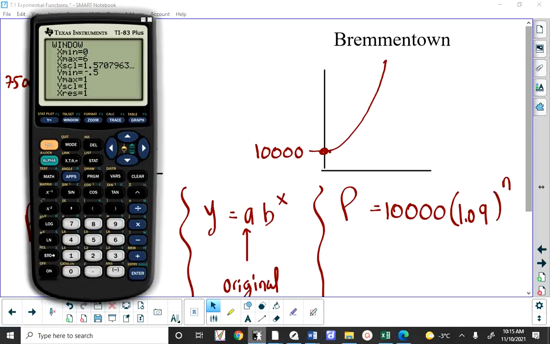Finding x is kind of complicated, but if you go to your table setup, which is second window, and start at 0, go up by 1 so that it's on automatic, then think about what your table does. Y1 is the population of Allentown after each year. Y2 is the population of Brementown after each year. We don't even need to graph this, do we? Allentown is still more populous.